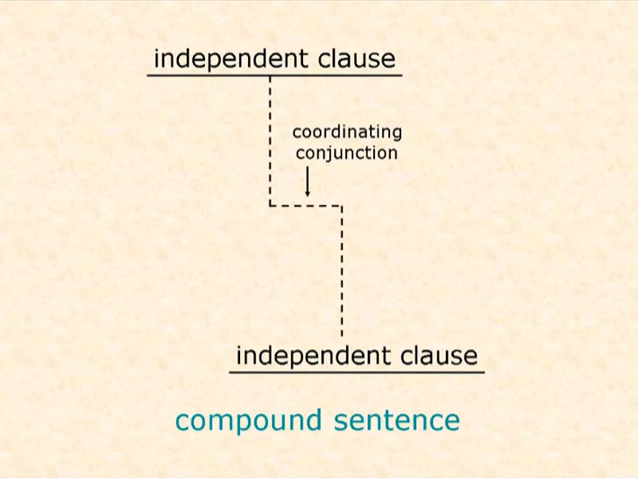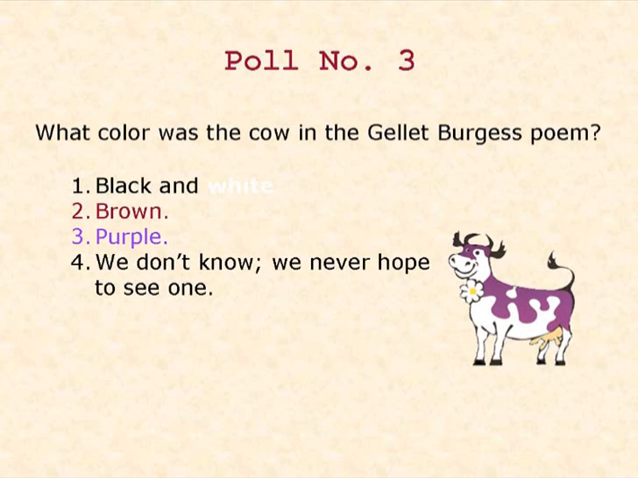And here we have arrived at our third and final polling question. What color was the cow in the Burgess poem? Black and white, brown, purple, or we don't know, we never hope to see one.